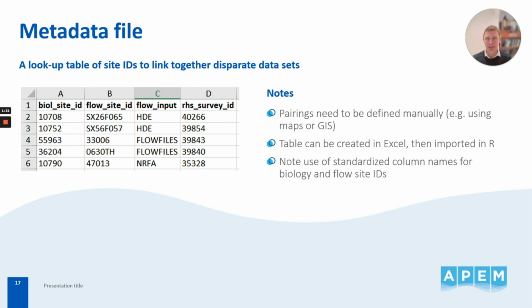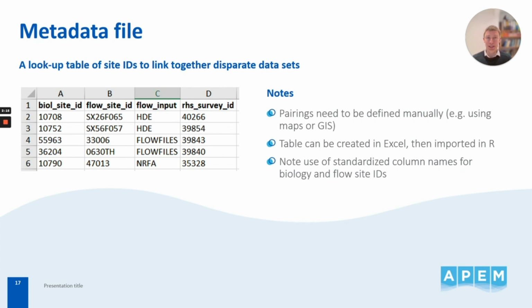We have a table with 4 columns. The first one lists out the site IDs for our ecology data, in this case macro invertebrate sampling IDs. Column B lists out the IDs for corresponding flow gauging stations. Column C tells the HE Toolkit where to get that flow data from, and column D lists out IDs for river habitat surveys. Again, these are paired up with each of our invertebrate sampling locations. All of these pairings need to be identified manually. That's not something that the HE Toolkit can do automatically for us.